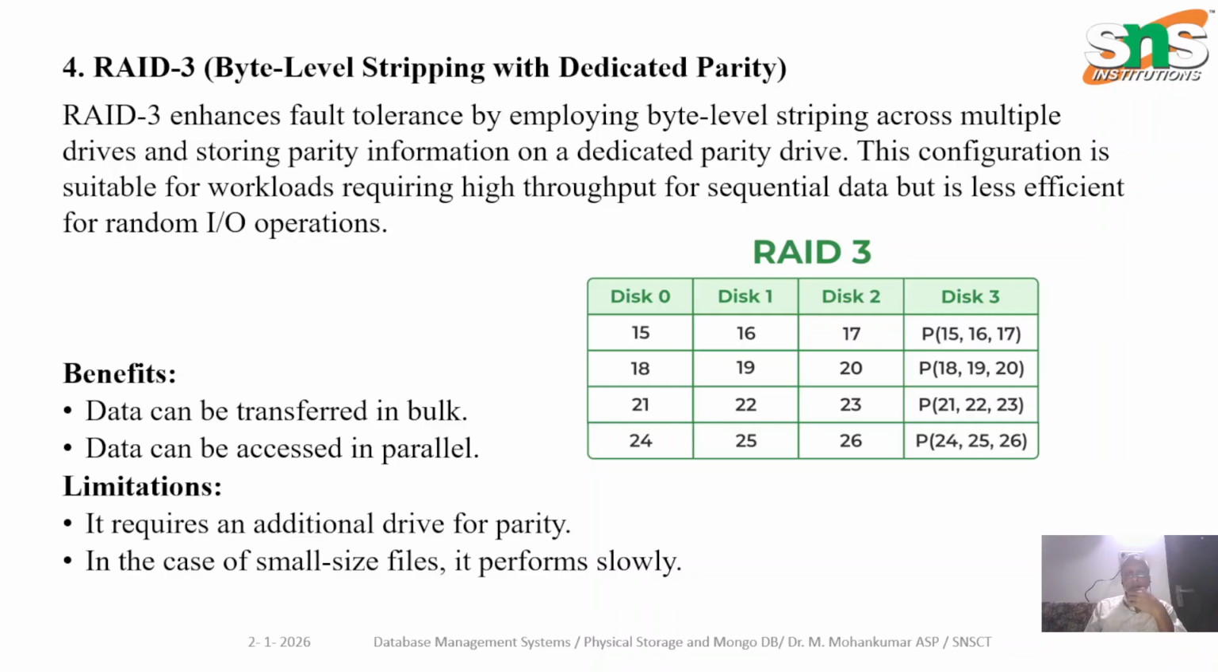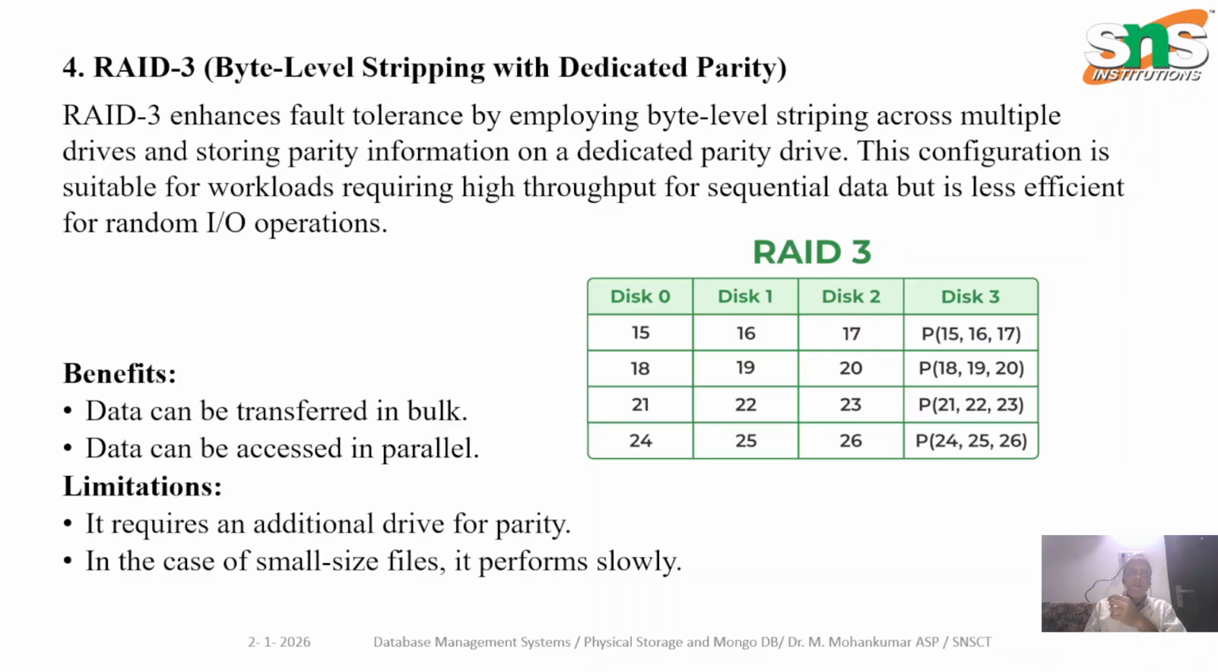What is the major limitation? It requires an additional drive for parity. Then in the case of small size files, it performs slowly. So if we have very small size files, it will again be a slow process and it is very difficult to retrieve the information.